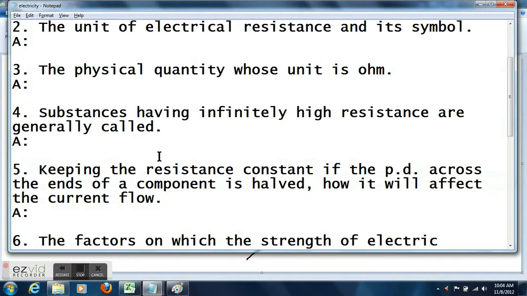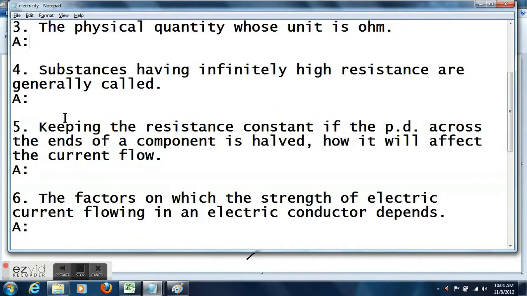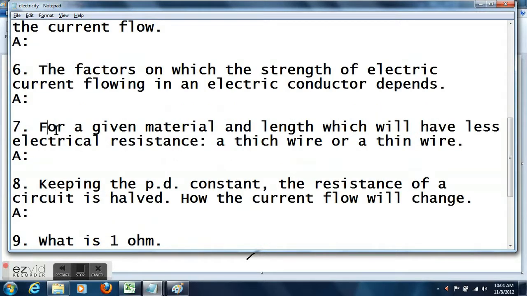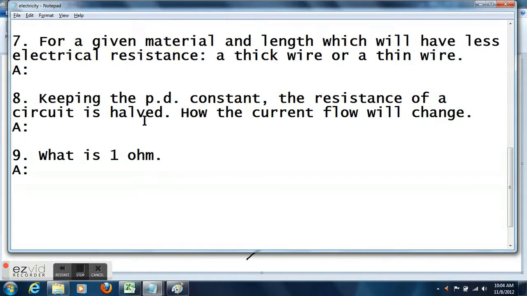Question number 5: keeping the resistance constant if the potential difference across the ends of a component is halved, how it will affect the current flow. Question number 6: the factors on which the strength of electric current flowing in an electric conductor depends. Question number 7: for a given material and length, which will have less electrical resistance, a thick wire or a thin wire? Question number 8: keeping the potential difference constant, if the resistance of a circuit is halved, how the current flow will change? And question number 9: what is 1 ohm?